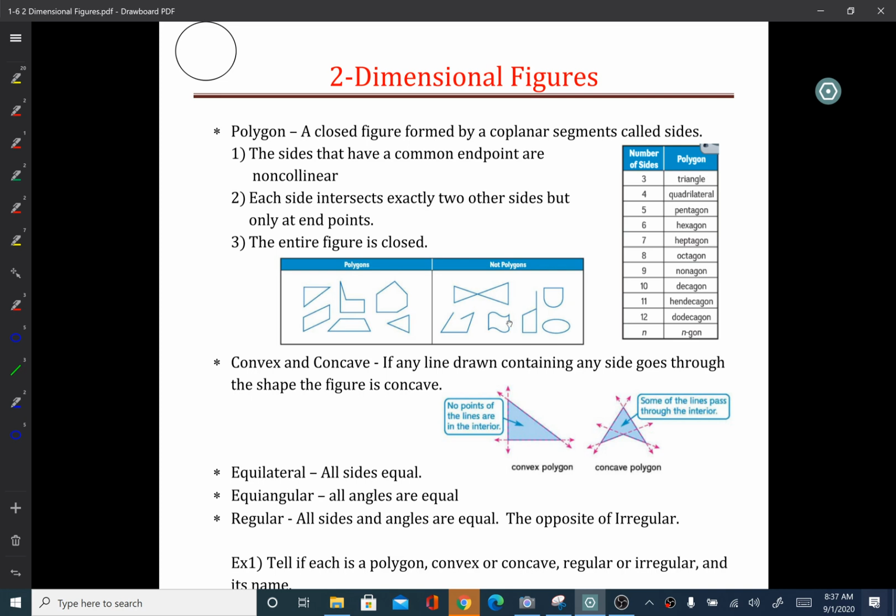Polygons are a closed figure, so it has no openings. For example, this has an opening in it, right here. This has an opening in it, too. So it has to be closed. Each side connects to exactly two other sides. So if you look at this side right here, this side is touching two other sides.